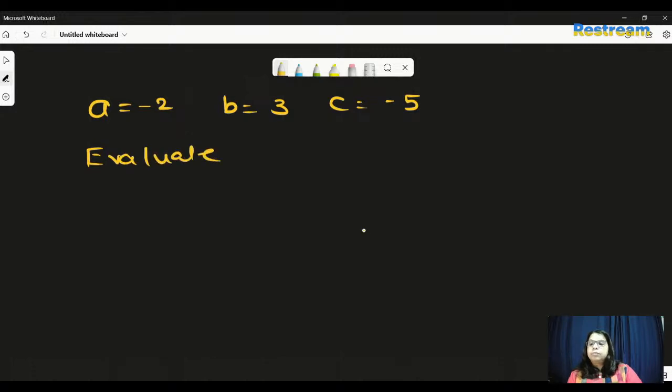We have a is equal to -2, b is equal to 3, and c is equal to -5. And they will ask you to evaluate a square bc plus abc square plus ab square c. Okay, so a square bc is -2 the whole square.